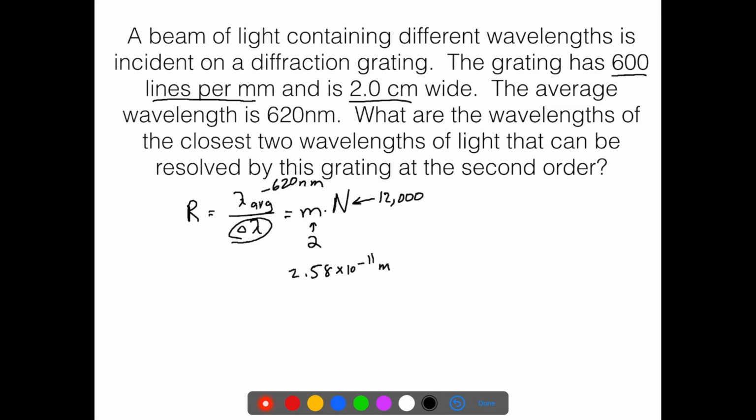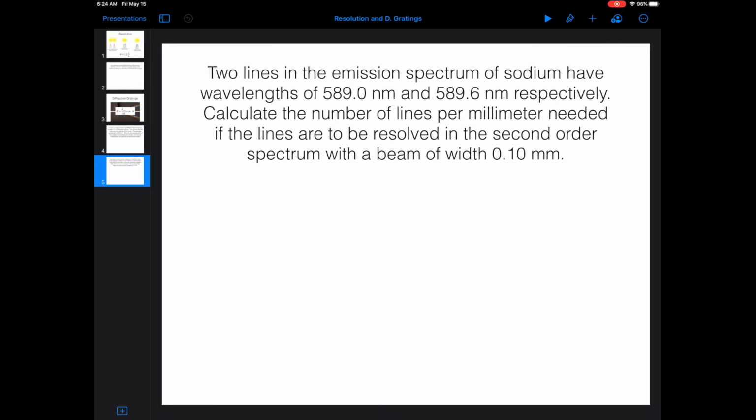2.58 times 10 to the negative 11th meters. Now, if I turn that into nanometers, that would be 0.0258 nanometers. I had to turn it into 10 to the negative 9th, so I moved it twice. So it can tell the difference between some pretty close wavelengths that are very, very similar to each other. All right. So awesome. We didn't need the resolving power there. It wasn't important. We were able to answer the question without it. All right. Let's look at another example.